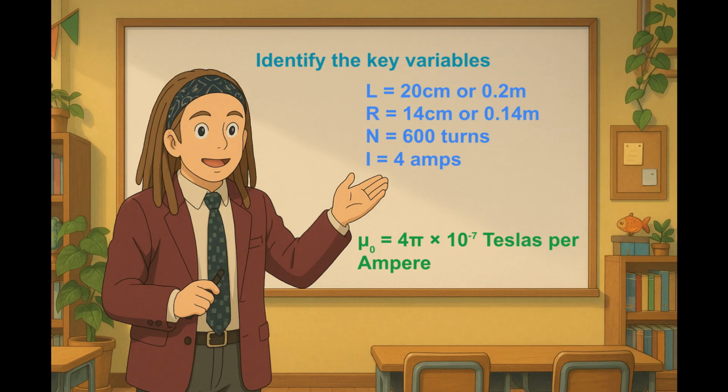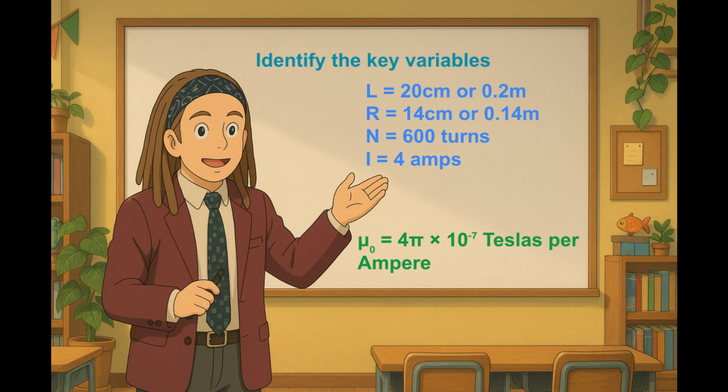Step 2. Identifying key variables and constants. Let's list the information given in our problem. The length of the solenoid, L, is 20 centimeters, which will convert to 0.20 meters for consistency in SI units. The radius of the solenoid, R, is 1.4 centimeters. You'll see it doesn't directly enter the ideal formula for the magnetic field at the center, but it's important for assessing if our approximation is valid.